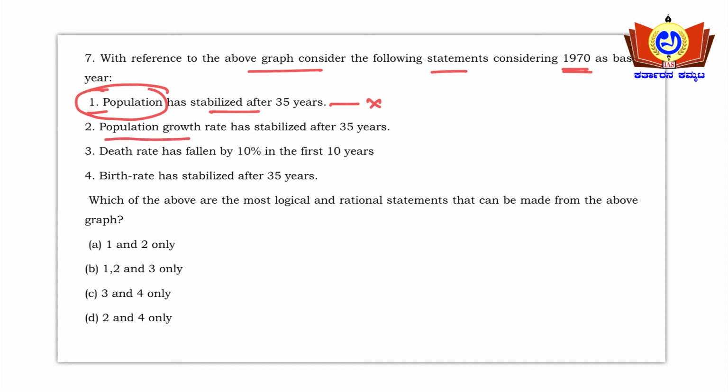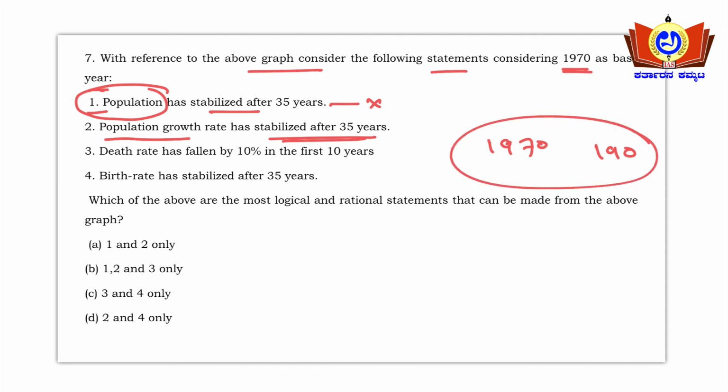Population growth rate has been stabilized after 35 years here. From 1970 till 1990 there is a trend here, and then it has decreased here, then it has been stabilized here. So it can be said that it has been stabilized after 35 years here. Okay, death rate has fallen by 10% in the first 10 years.